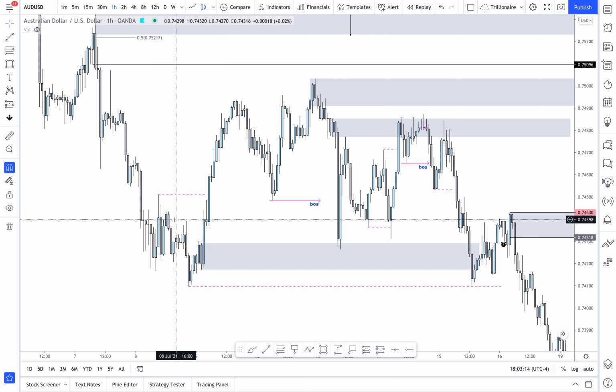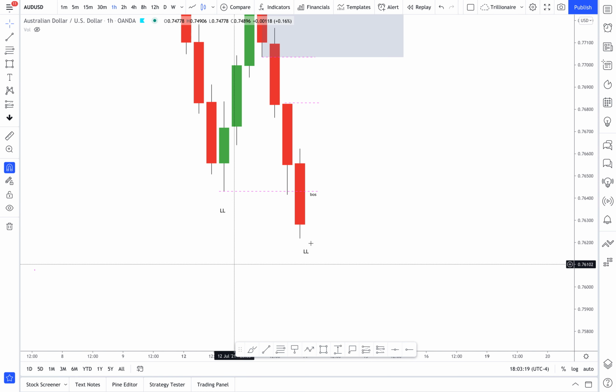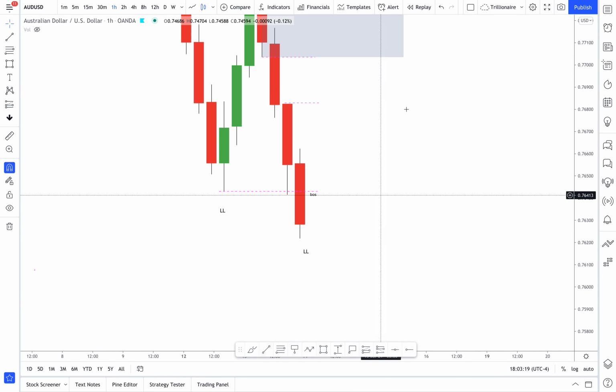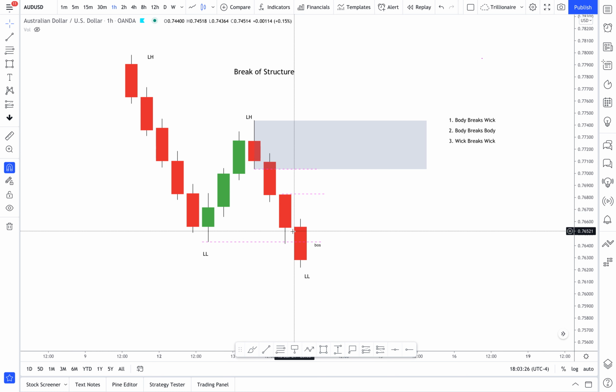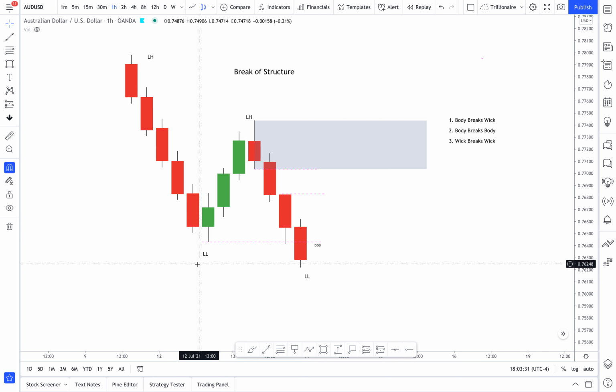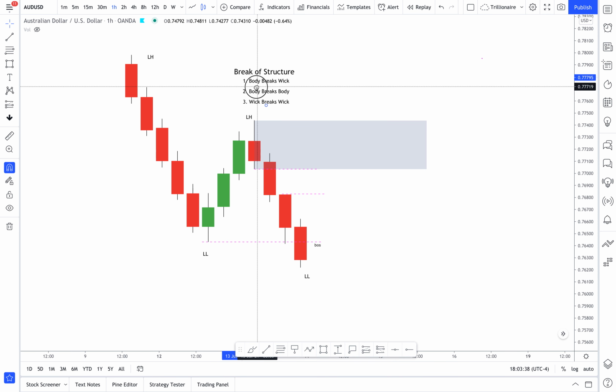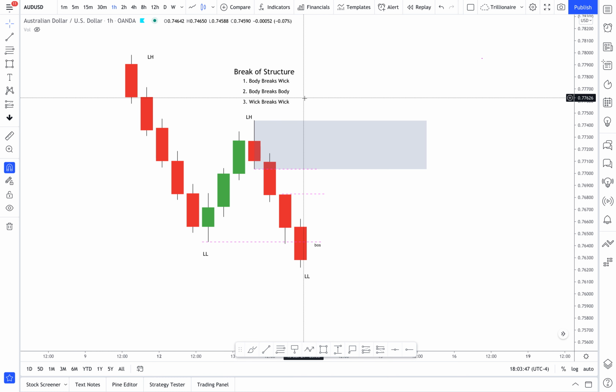So whenever you are looking for your order blocks, just like we talked about earlier, make sure your order blocks give price enough momentum to break structure. Okay, and then all you have to do is select which type of structure you want to use. So whether you want to use a body breaking a wick, a body breaking a body, or a wick breaking a wick. All right, that's going to be up to you to decide.